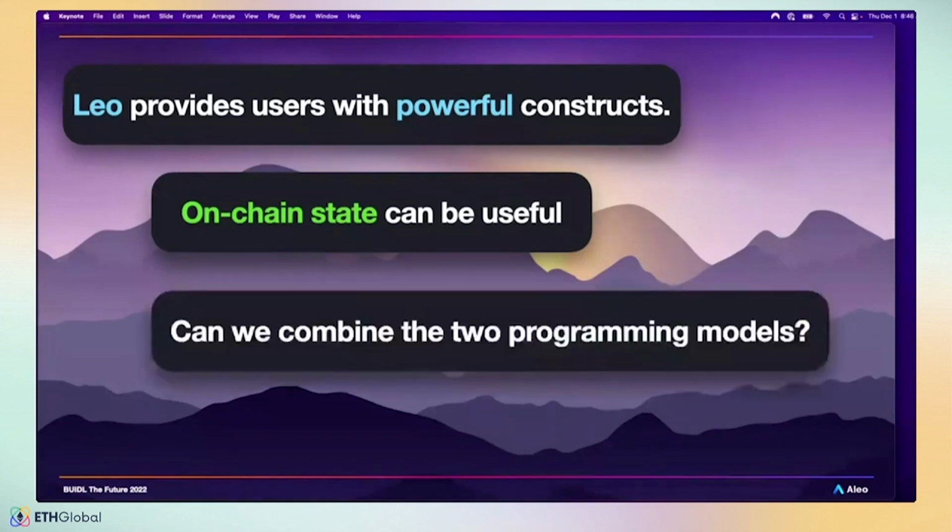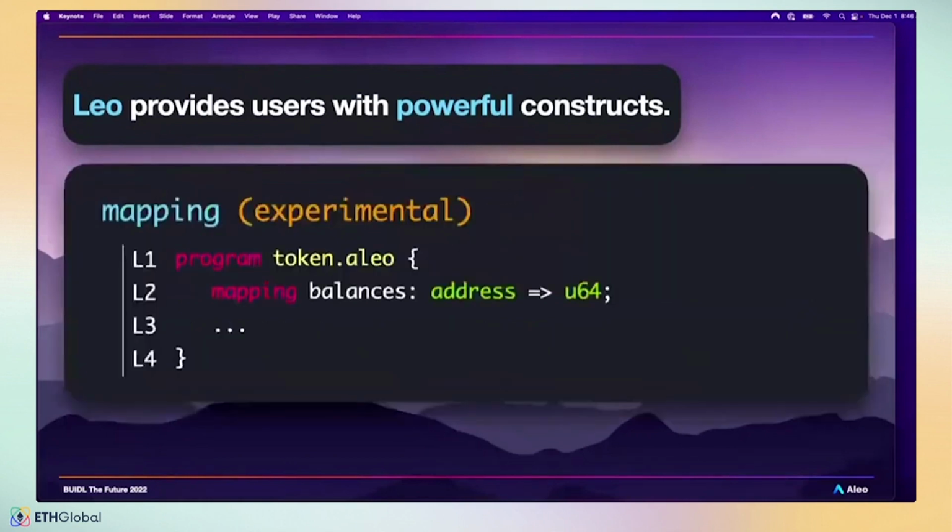So is there a way we can combine the record model with on-chain state and execution so that we have this hybrid model that lets users choose a sliding scale of privacy and get the best of both worlds? And it turns out we can. So mappings are an experimental feature in Leo and in Aleo. But these are essentially similar to mappings like you have in Solidity. They're effectively maps from a key type to a value type. In this case, you have a mapping balances that maps from addresses to U64s.